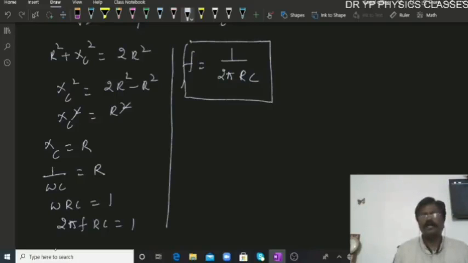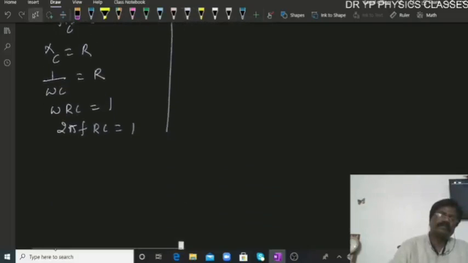It only depends on R and C value, and the position of the R and C decides whether it is a low pass filter or a high pass filter. If R comes first in series with the input source, then it will be a low pass filter. If C comes first in series with the input source, then it will be a high pass filter. So cutoff frequency in both the cases is the same. So what is meant by a cutoff frequency? What is meant by cutoff frequency?